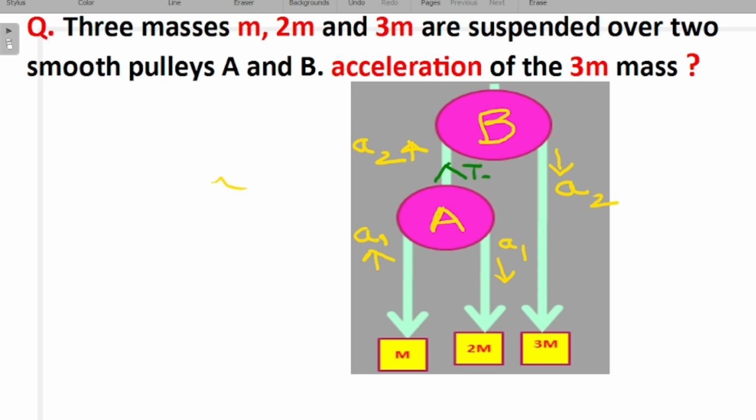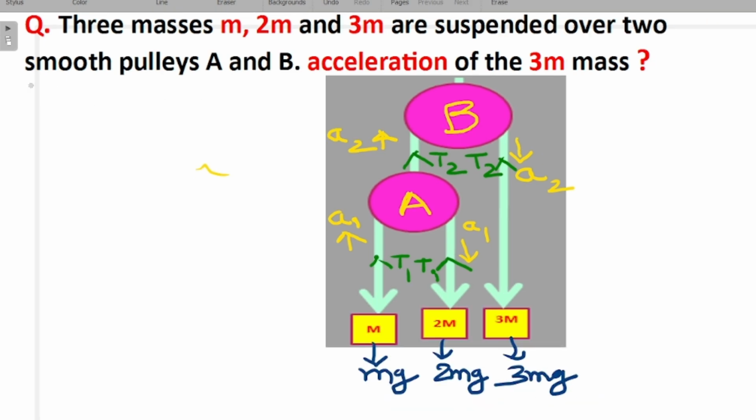Now let the tension in the two suspensions of pulley B be T2, and T1 the tension in the two strings suspended through the left and right of pulley A, right? Now, we know that due to acceleration due to gravity, the weight, the downward force acting on m, 2m and 3m, is mg, 2mg and 3mg, right?